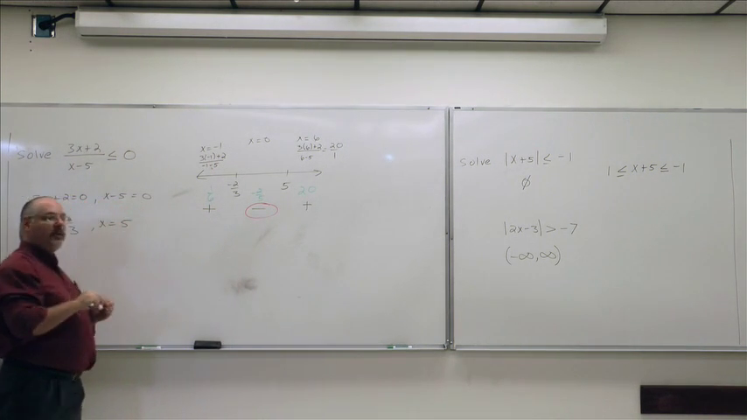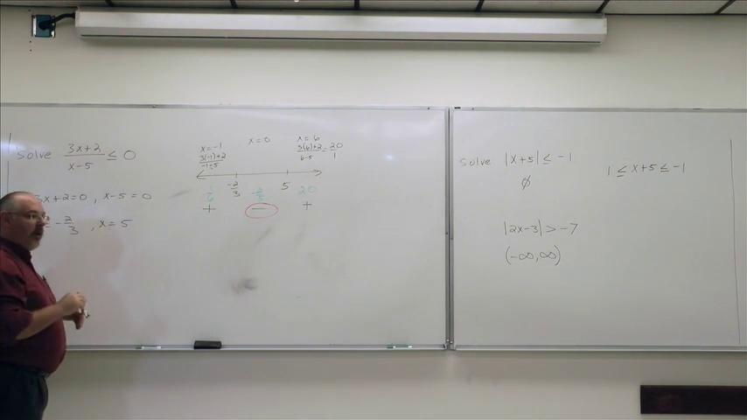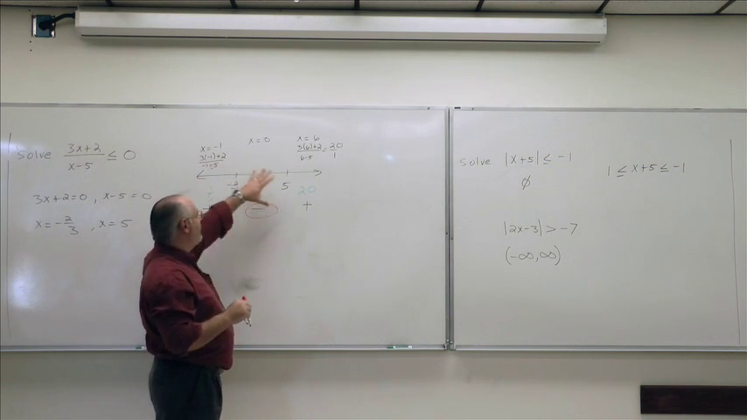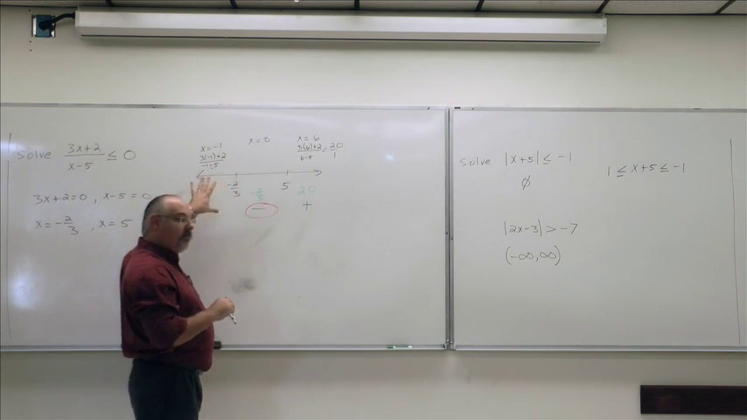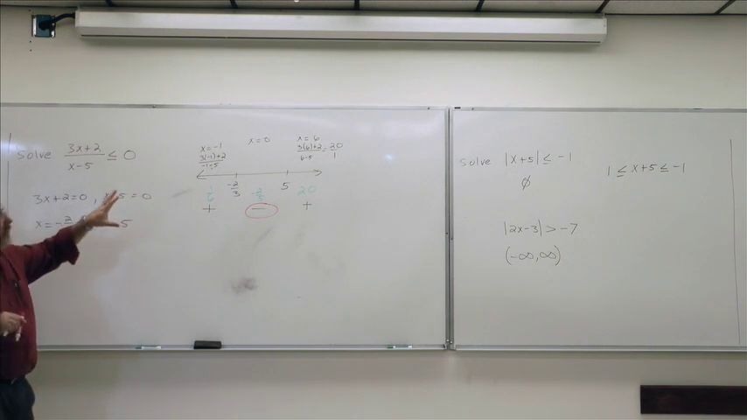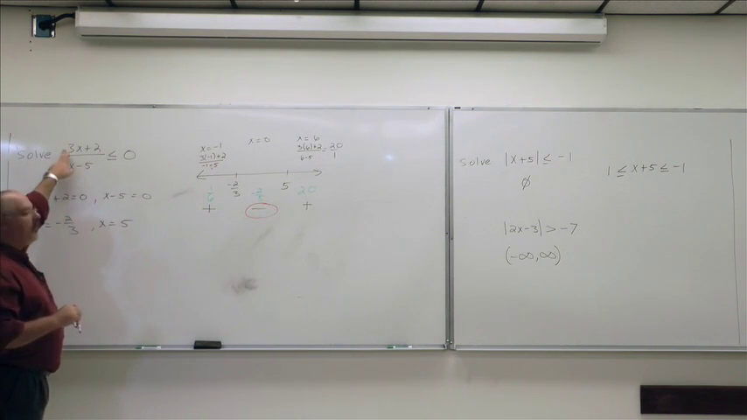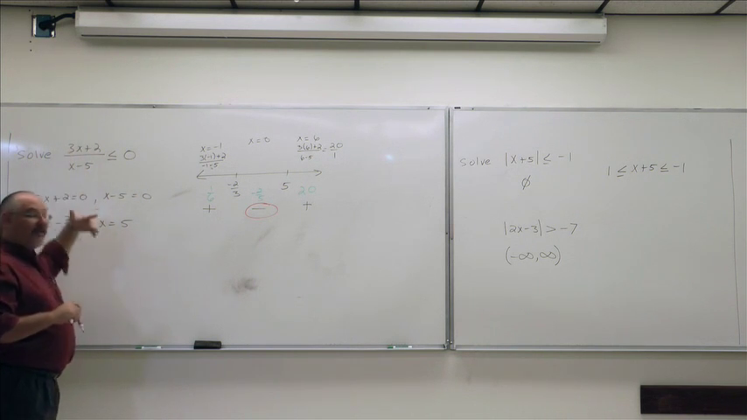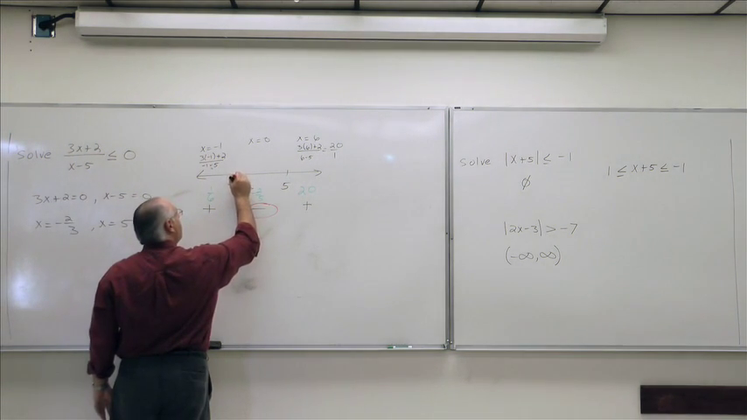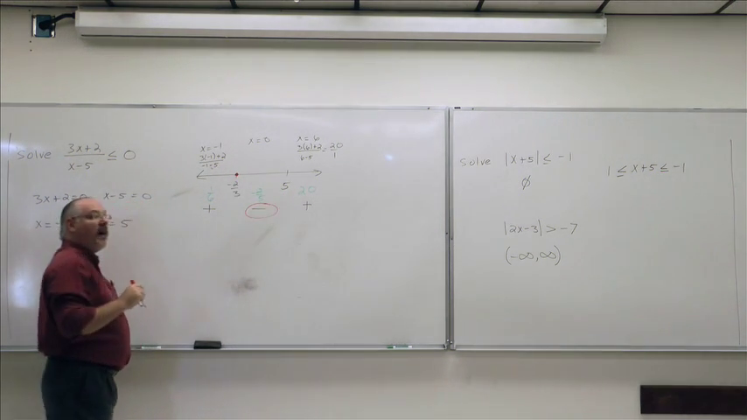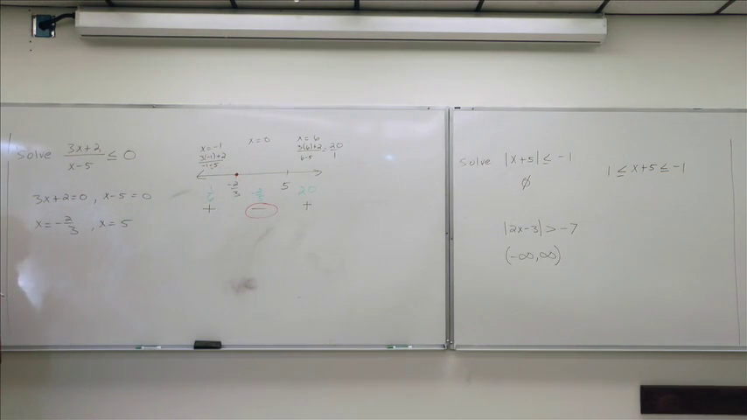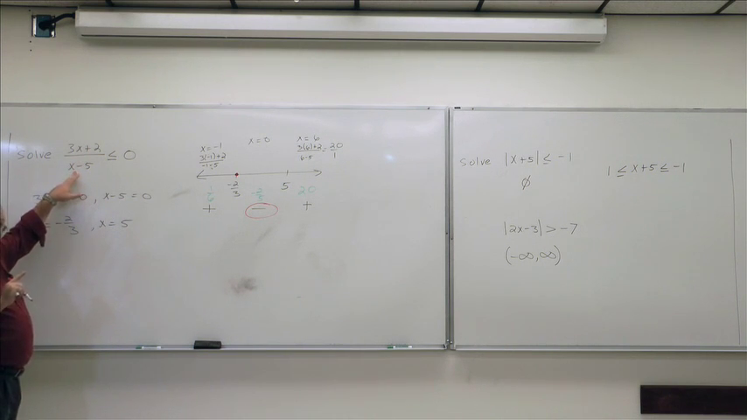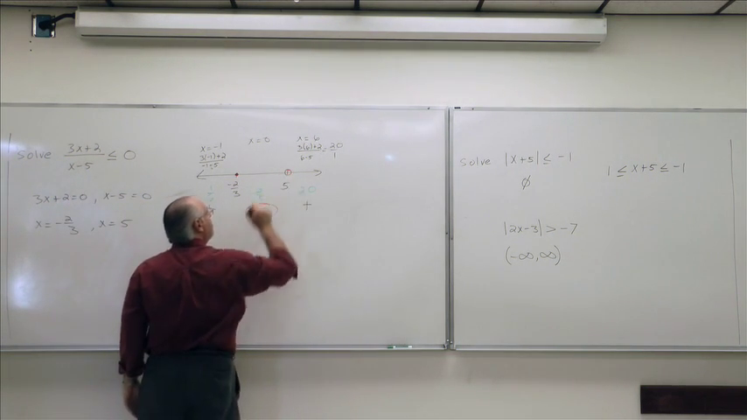But this one's a little trickier. Because of the equals, that means we can probably include the endpoints, but in this case, not all of them. We can include the -2/3 because that makes the numerator 0, which means the fraction is 0. Can we include the 5 in the solution? No, because it makes the denominator 0, and division by 0 is undefined. You can never have a 0 in the denominator. It's not in the domain. So this one is not inclusive.